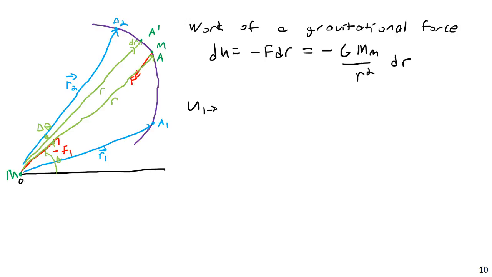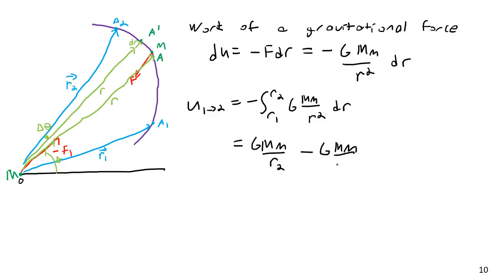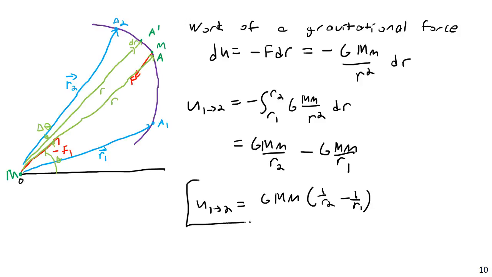Or U from 1 to 2 equals the negative integral from r1 to r2 of G M m over r squared dr, which will come to G M m over r2 minus G M m over r1, or simply U from 1 to 2 is equal to G M m times (1 over r2 minus 1 over r1). And I kind of like that one a little better. Maybe I'll box that one.